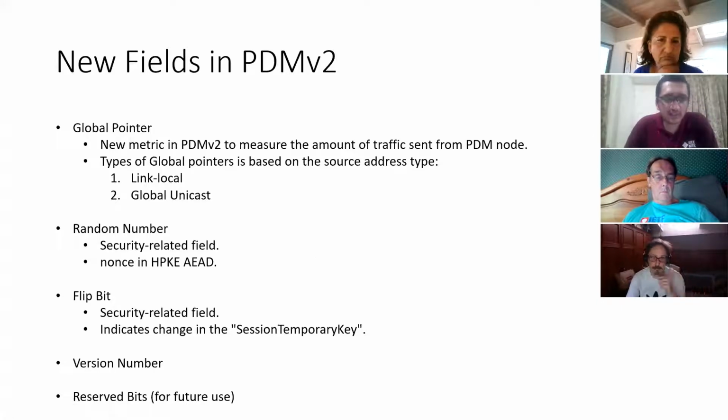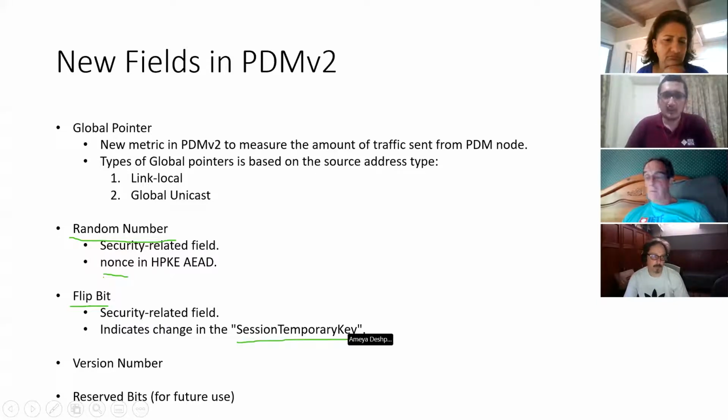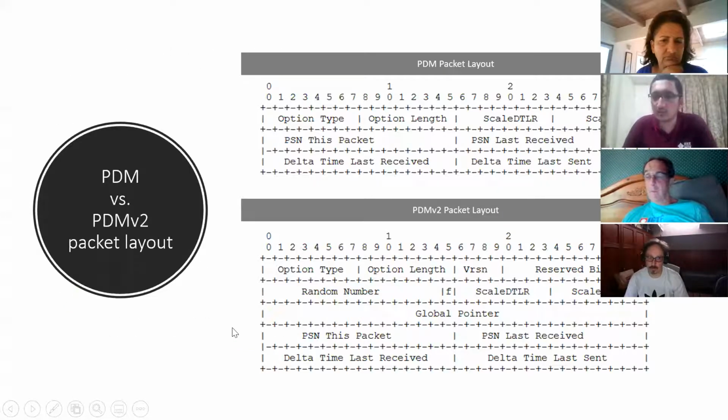So the next new fields we have are random number and the flip bit. These are again security related fields. I won't go into much detail just for this. So we have just written one liner that it's the nonce in HPKE, and the flip bit indicates the change in the session temporary key. So these things will be covered in the upcoming slides, but these are security related fields. Nalini, can you go back on the last slide once? I'll just show. Okay, yeah.